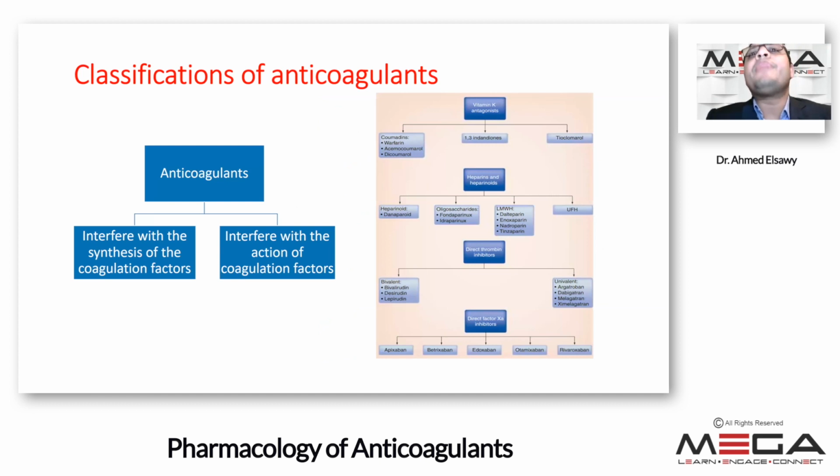So, classification of anticoagulants. There are multiple classifications. You can classify anticoagulants as oral or parenteral, or depending on the mechanism of action. Generally, anticoagulants either interfere with the synthesis of coagulation factors or interfere with the action of coagulation factors. So we have, on the right side of the screen, vitamin K antagonists, the father of them being warfarin, and heparins and heparinoids.